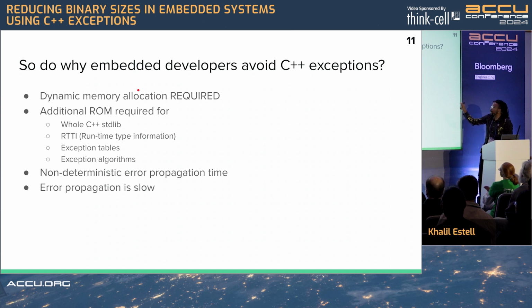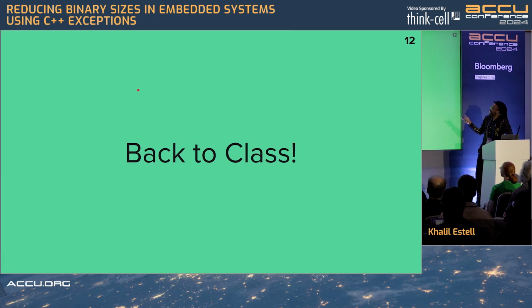You need runtime type information for the system to be able to identify the type thrown to the type caught. The exception tables take a lot of memory. The exception algorithms take up a lot of memory. And on top of all of this, it's non-deterministic in propagation time, and the propagation is slow. So here's the thing, even though you don't know what the time is, when you get the answer, it's gonna be awful.